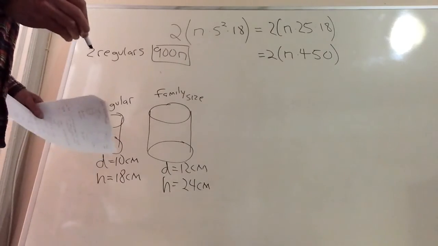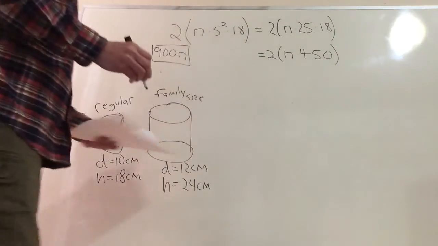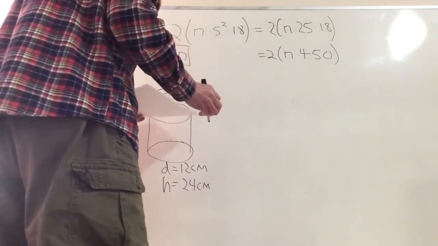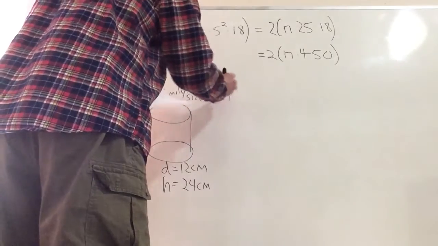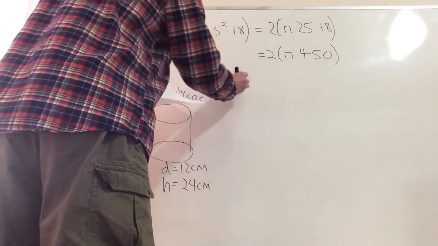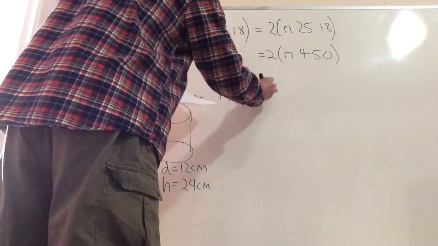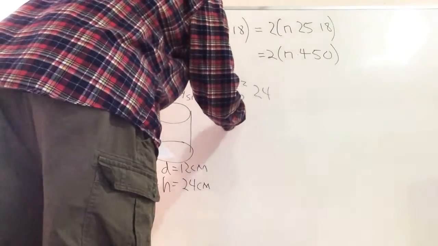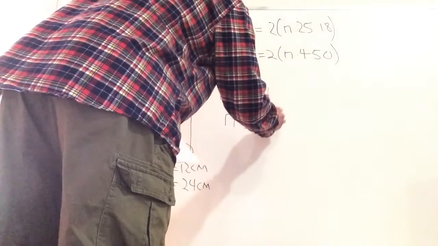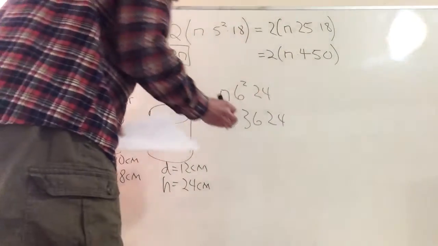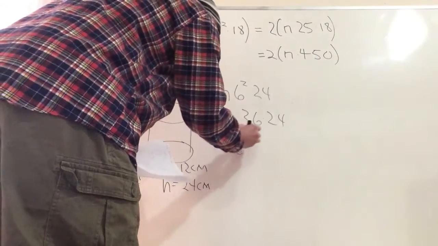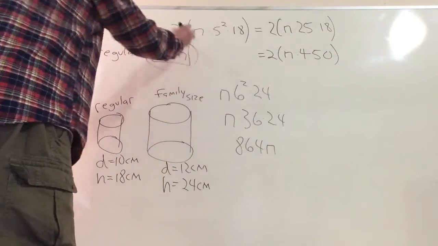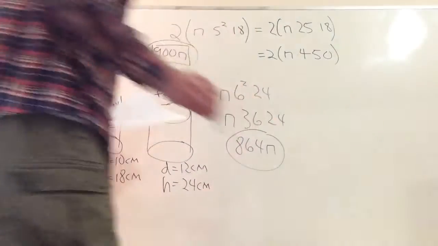So we have to compare that with the volume that we're going to get for the family size guy. So the dimensions are a little different. Careful with the diameters. Half of 12 is 6. And so when I plug this one in, I get pi 6 squared times 24. Okay, everybody see that? And then I multiply that out. That's 36 times 24. Feel free to use your calculator, and I get 864 pi.